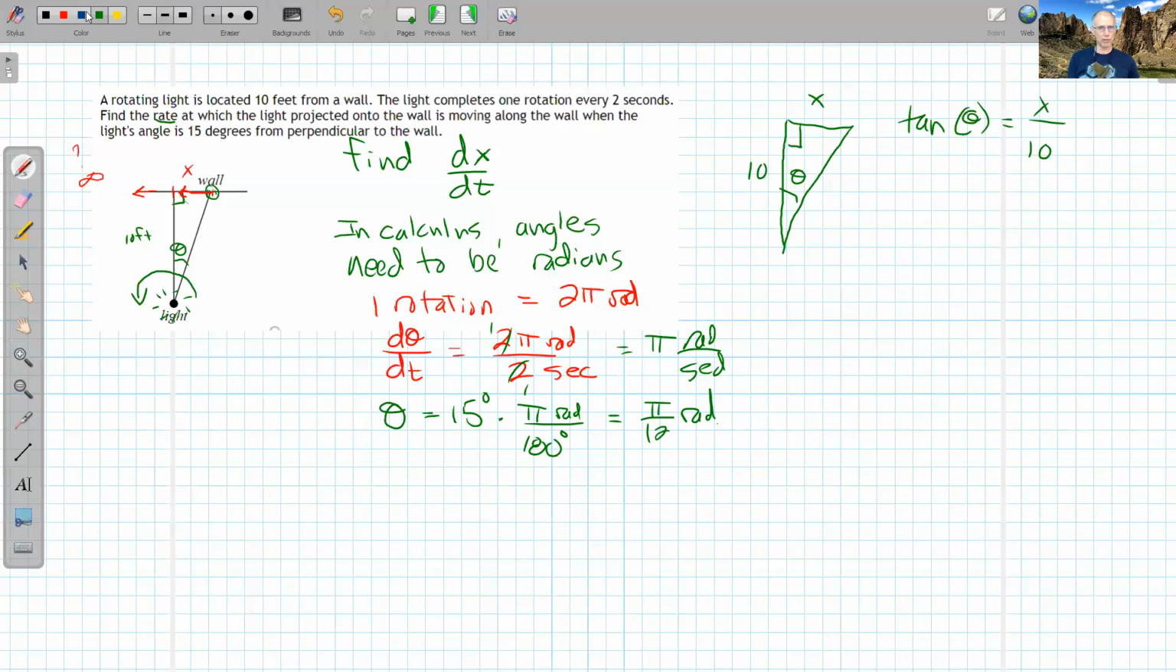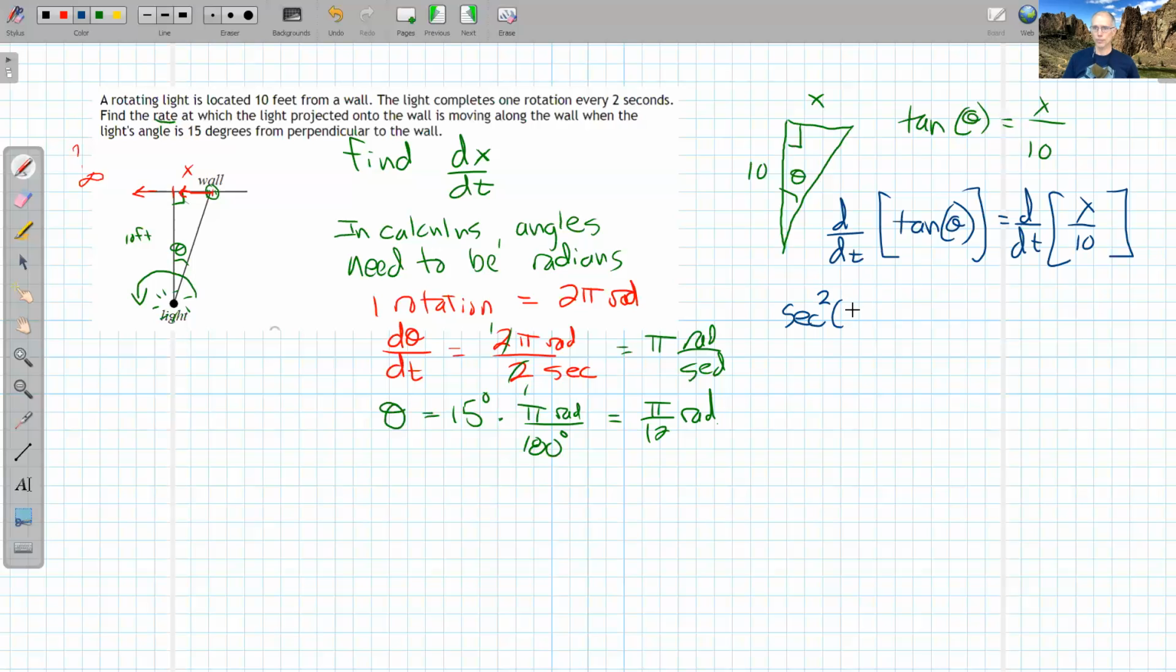So up here, we need to differentiate. So we want to find the derivative with respect to t of tangent theta, and that's going to be equal to the derivative with respect to time of x over 10. Derivative of tangent is secant squared. And then we have to multiply by the derivative of theta, which is d theta dt, because theta is changing over time.